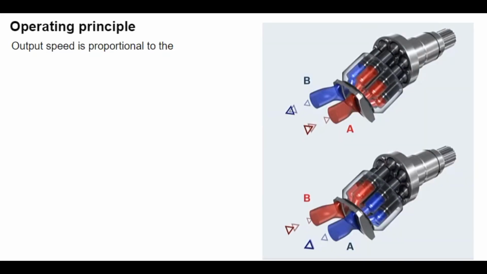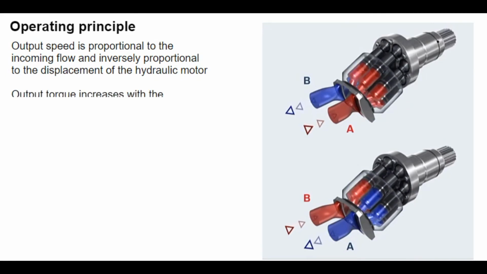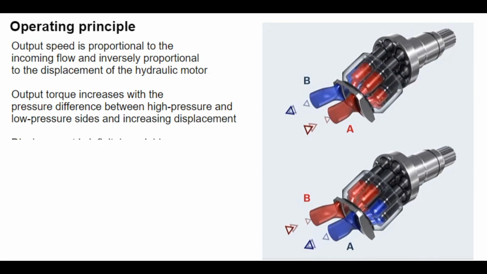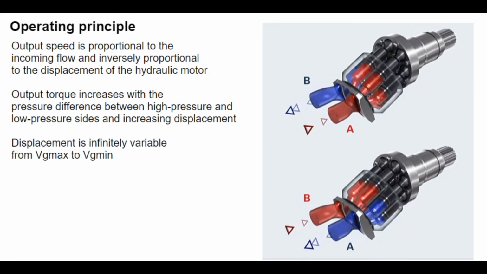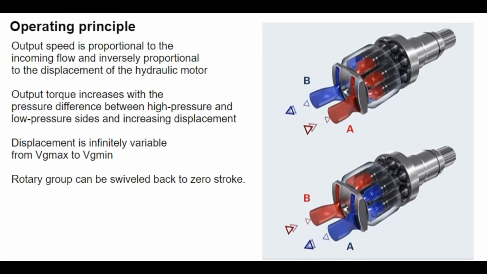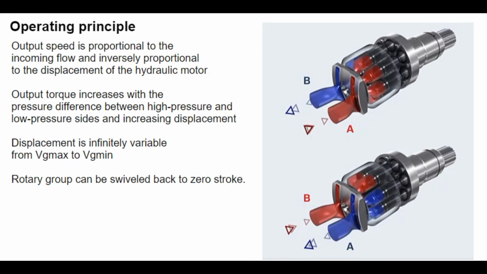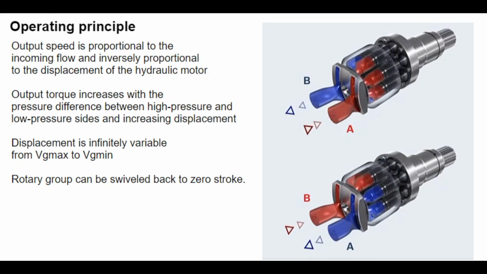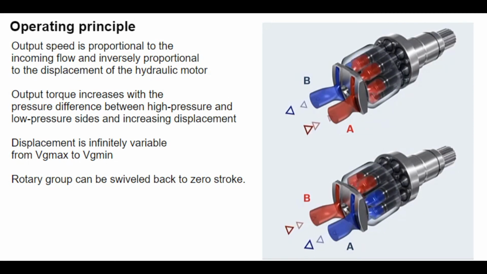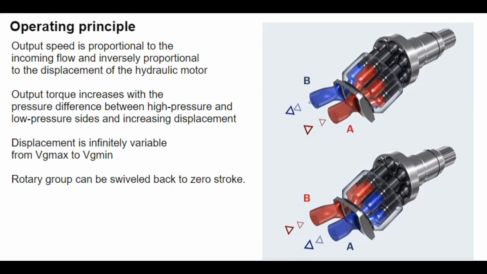The cylinder bores are supplied with hydraulic fluid through the port plate and lens plate. The pistons in the cylinder bores perform a stroke, which is converted into rotation at the drive shaft. The pistons also catch the cylinder and generate output torque at the drive shaft. Output torque increases with the pressure difference between the high pressure and low pressure sides. The output speed is proportional to the inward flow and inversely proportional to the displacement of the hydraulic motor.